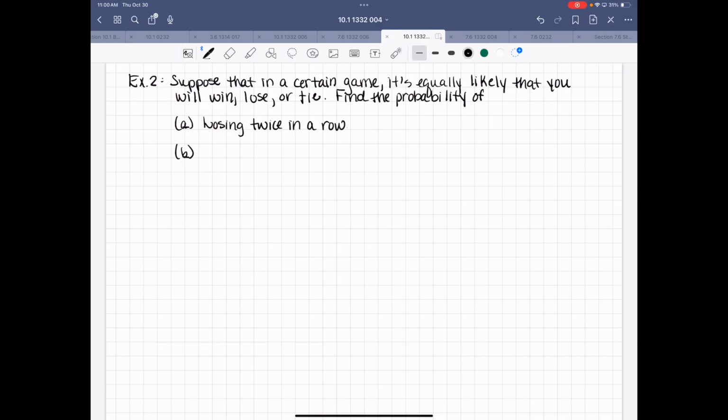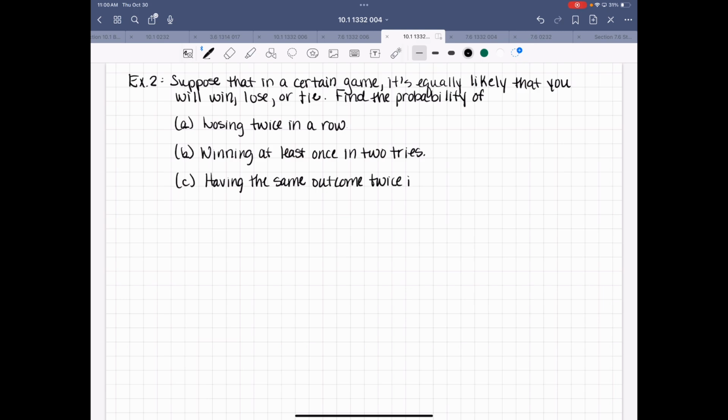B, winning at least once in 2 tries. C, having the same outcome twice in a row.